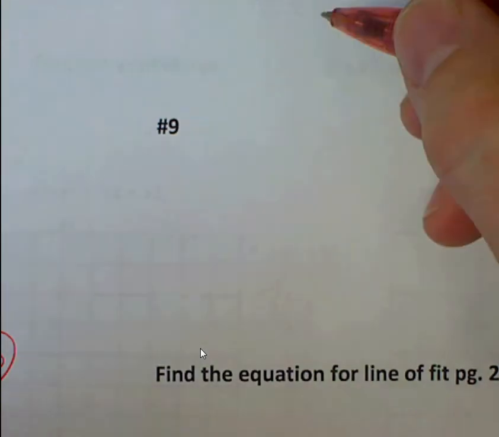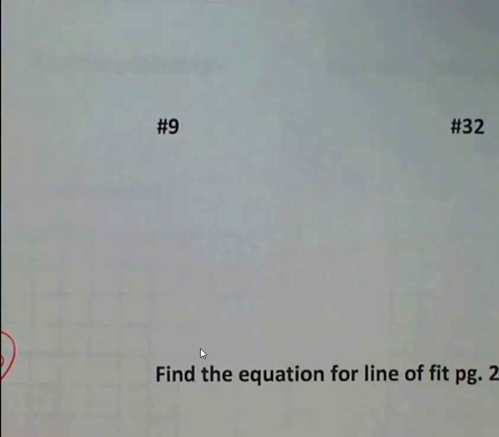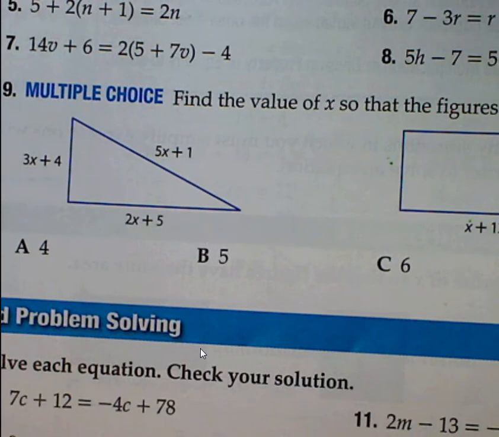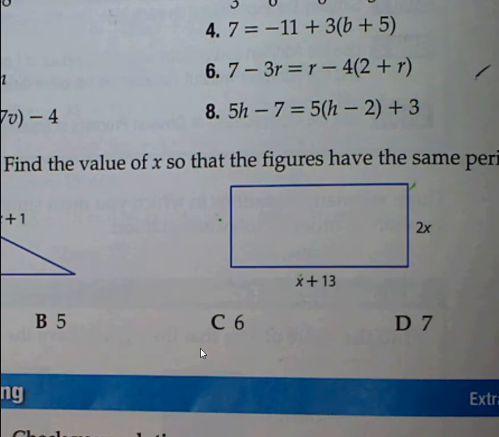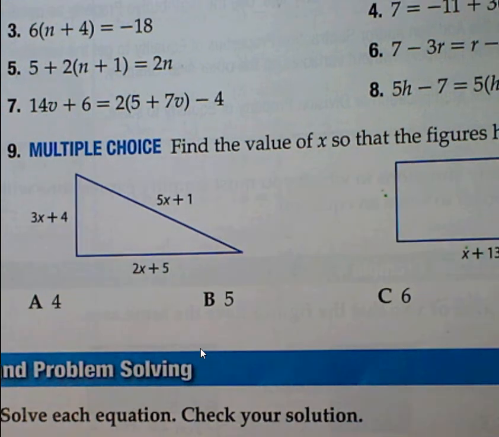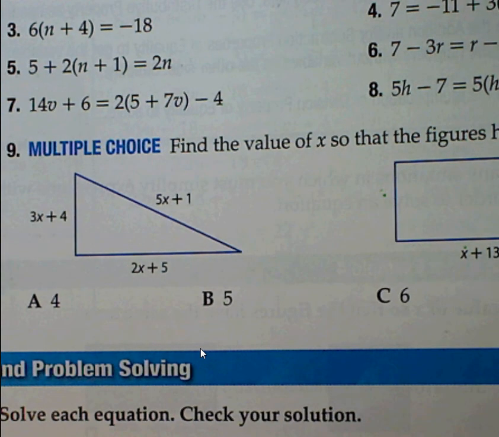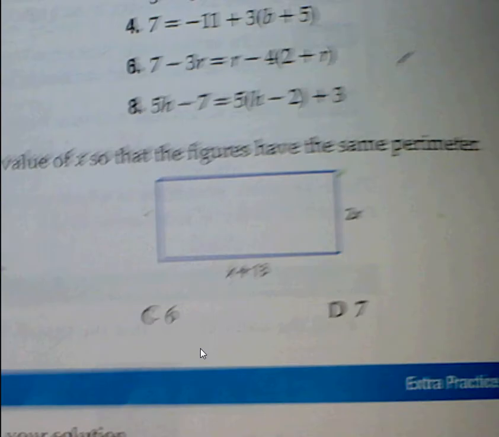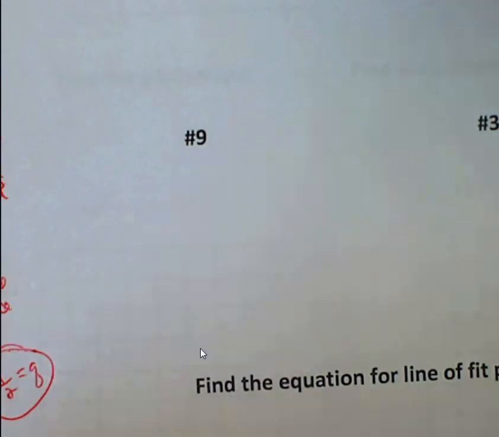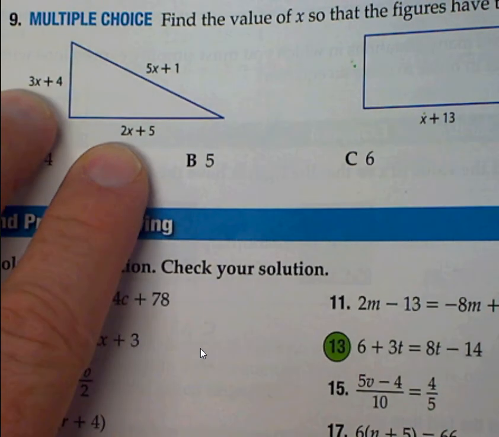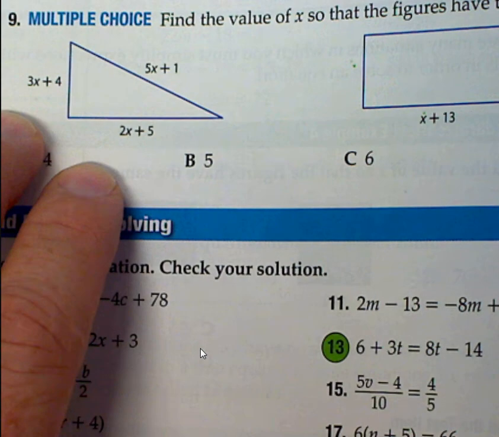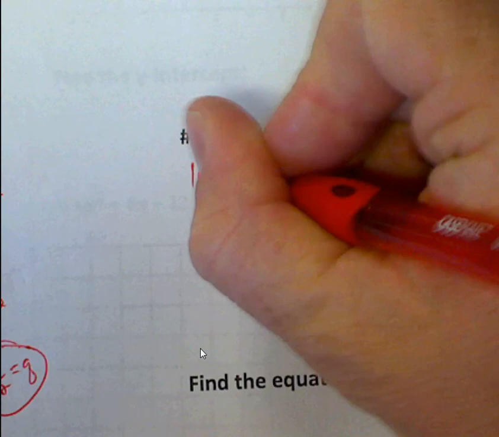Number 9. On number 9, they give us two shapes again. They say find the value of x so that the figures have the same perimeter. Okay, so the perimeter means I add up all the sides. So I'm going to add up all the sides on the triangle, and I'm going to add up all the sides on my rectangle. On the triangle, I have 3x, 2x, so that would be 5x, plus 5x is 10x. 4 plus 5 plus 1 is 10. So my triangle is 10x plus 10.